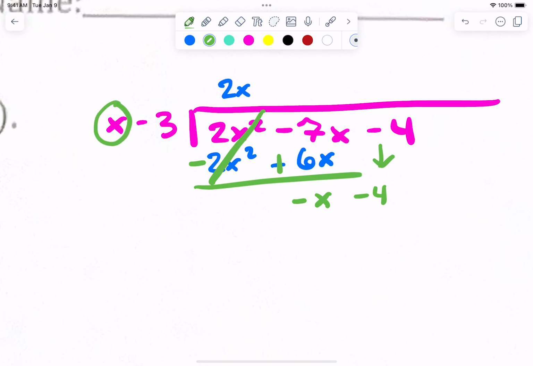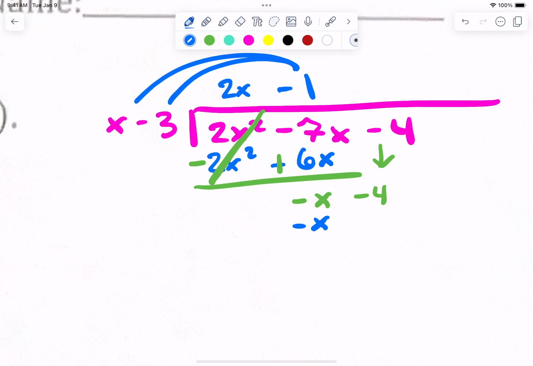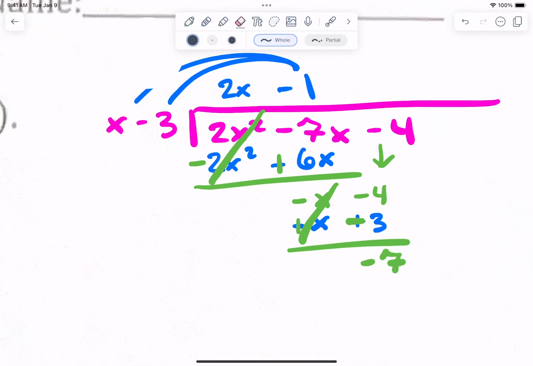What do you take times x to get -x? -1. Now I multiply back through. -1 times x is -x. What's -1 times -3? Plus 3, and then I switch the sign. So that becomes plus, this becomes minus. The x's cancel. If they don't, you did it wrong. -4 minus 3 is -7. Then what? -7 is your remainder.